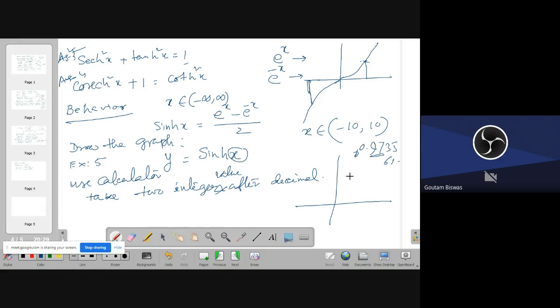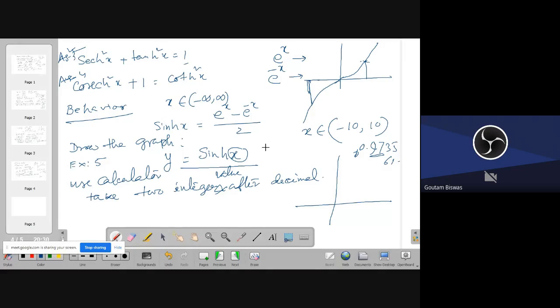x and y like this. Draw the graph from minus 10 to plus 10. So x should start from minus 10, then minus 9, then minus 8, then minus 7, then minus 6, and so on, up to plus 10. So how many points? 20 points. And you will get a very nice representation of the sinh x graph.